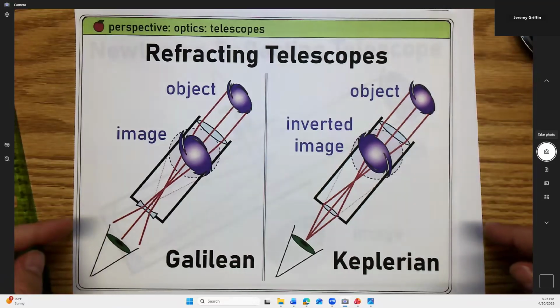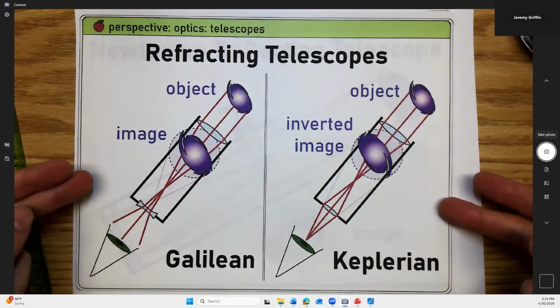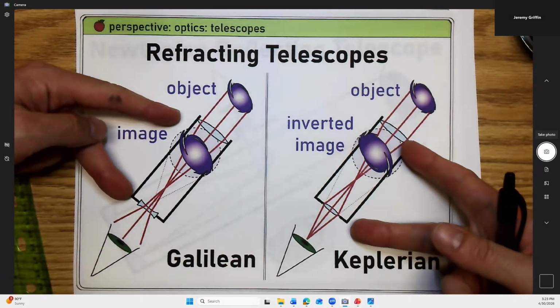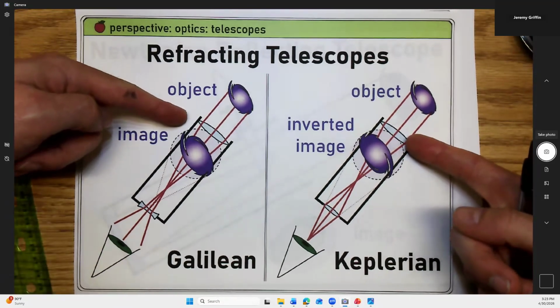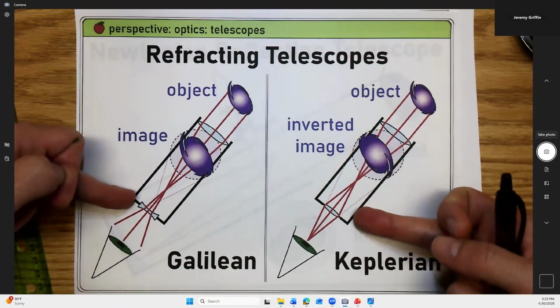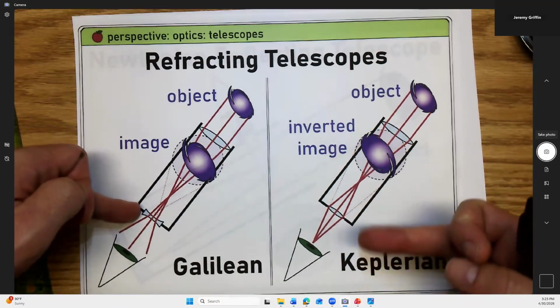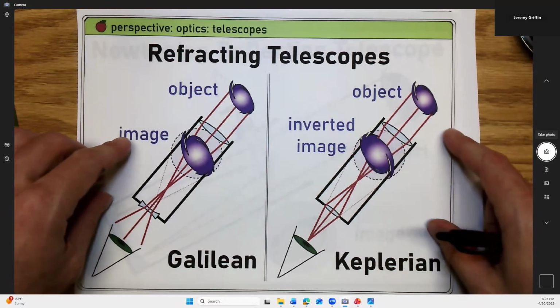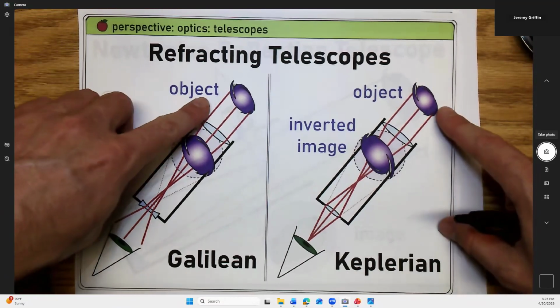But here are some classic refracting telescopes. Here's one Galileo used. Here's one that Kepler used. They have different type lenses. They both have a converging lens here, but they went with a different eyepiece lens. So here's a diverging lens, and here's another converging lens, and you get different type images.